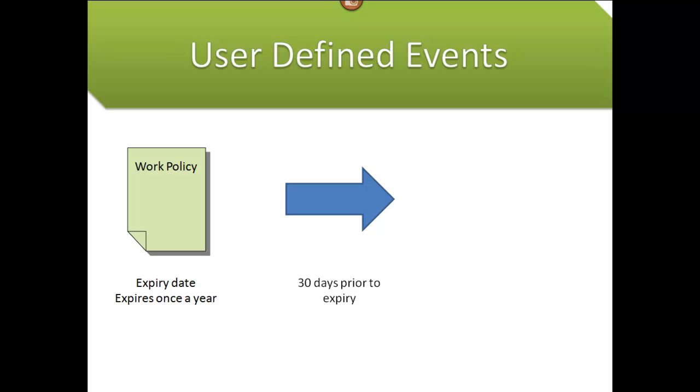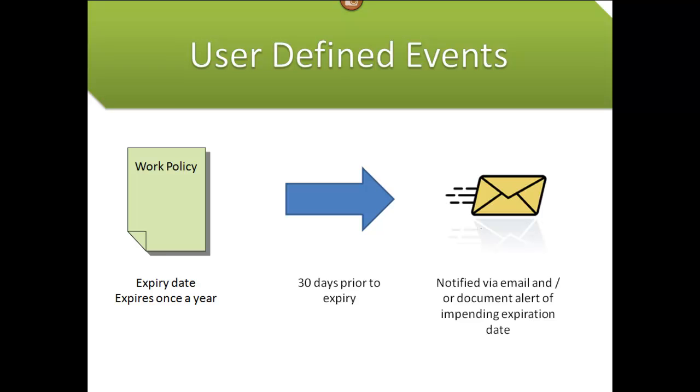So for example, we have here a work policy that needs to be reviewed once a year, and that work policy has an expiration date as a metadata field. 30 days prior to the expiry of that policy, users are notified via email and or a document alert of the pending expiration date.